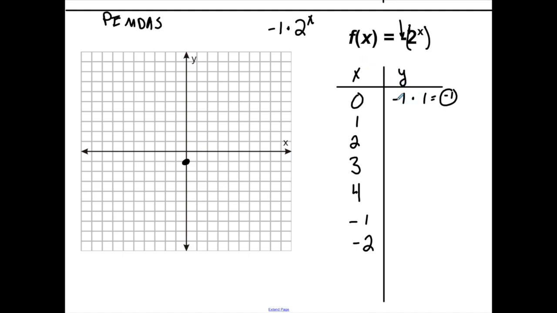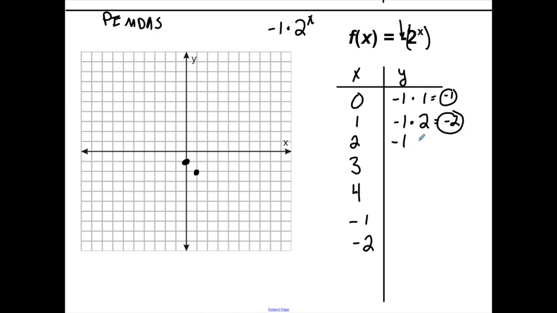Let's see what happens. So we plug in 1. So we have our -1 times 2 to the power of 1. And 2 to the power of 1, remember, anything to the power of 1 is itself, and that is -2. So (1, -2). Interesting. Looks like a line, right? But we hopefully know better that it is not a line.